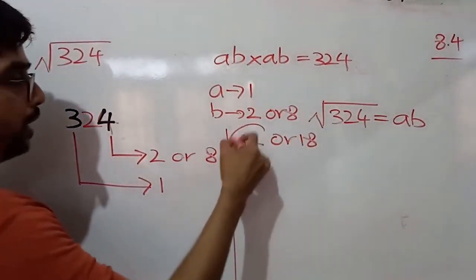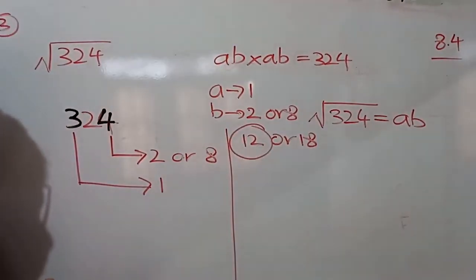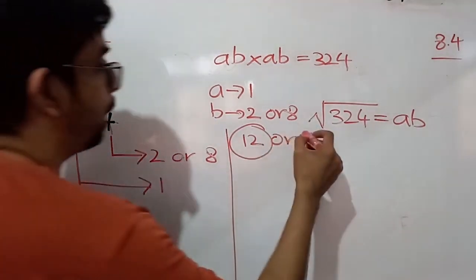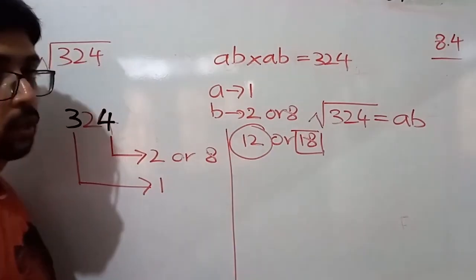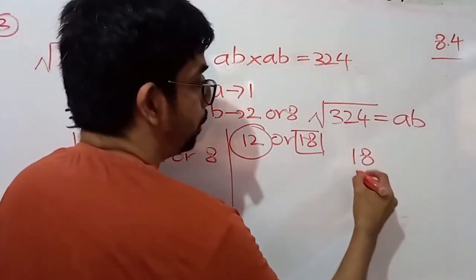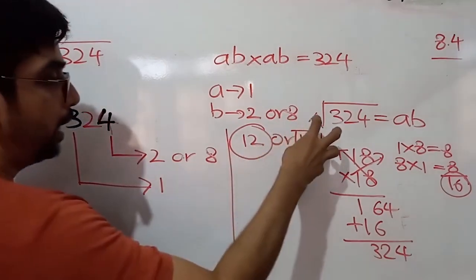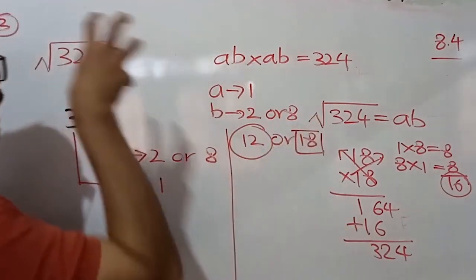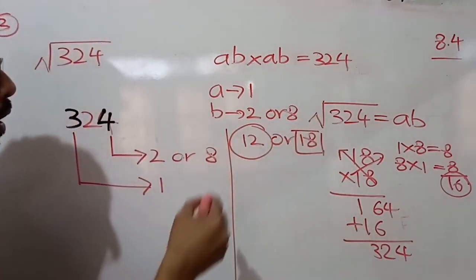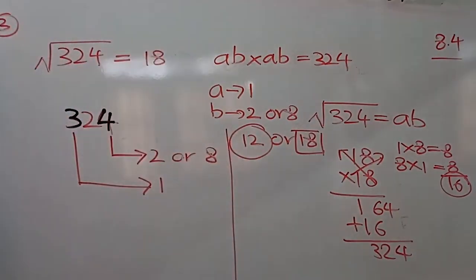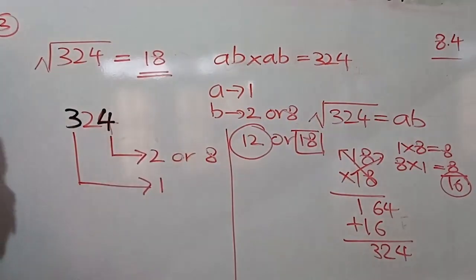So definitely this is not 12. Why? When we take the square of 12, we know that is 144. Right? 144. Then it can be what? 18. So we have to multiply and verify. That means what? When we take the square of 18, we get 324. That means the square root of 324, that is what? 18. So 18 is the answer.